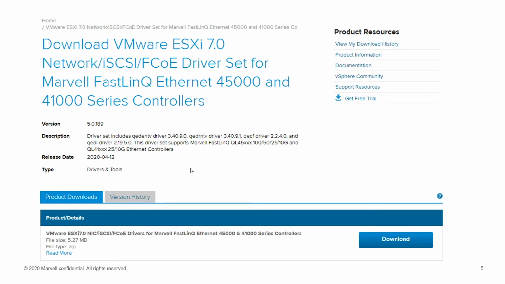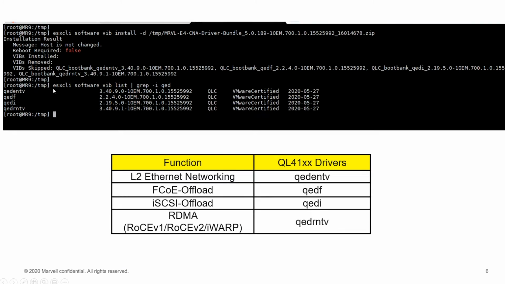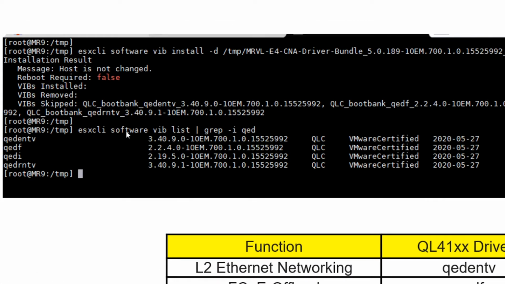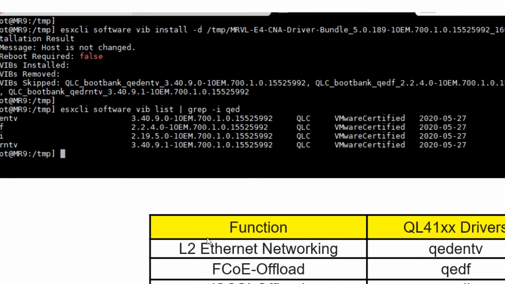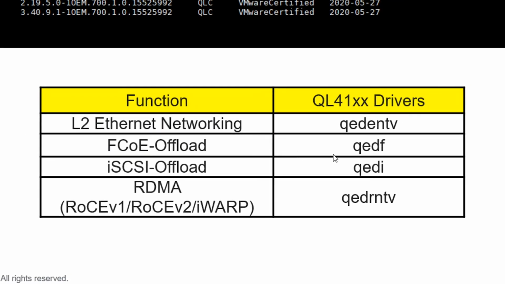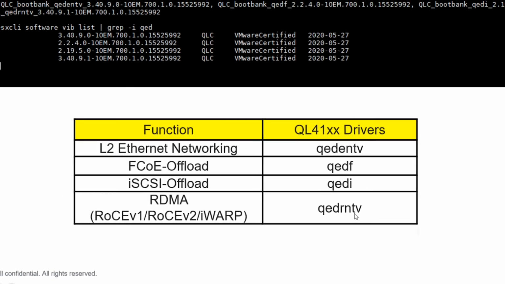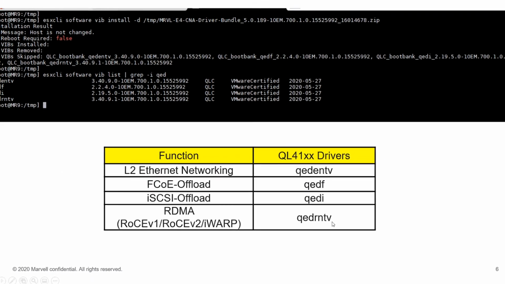Once we've downloaded the driver, we install it on the host, and it installs four components. There's QEDENTV, which is the L2 Ethernet driver, which is always there in the box as standard. Then we also install the FCoE driver QEDF, and the iSCSI offload driver QEDI. And then we also have the RDMA driver, which is QEDRNTV, but we'll talk about RDMA in a following video.